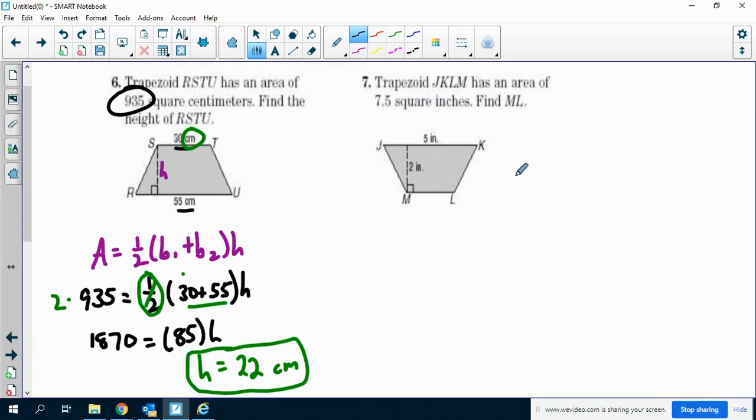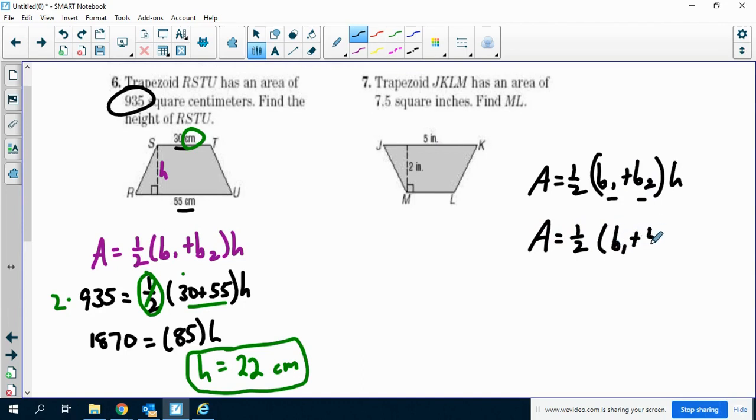This problem, the area is still equal to 1/2 (b1 + b2). Notice that's in parentheses, times the height. So I'm just going to start replacing things. One of my bases is 5. It doesn't matter whether I choose that to be b1 or b2. I'll choose it to be b2 just because. And then my height is 2. And then it tells me my area is 7.5 inches squared.